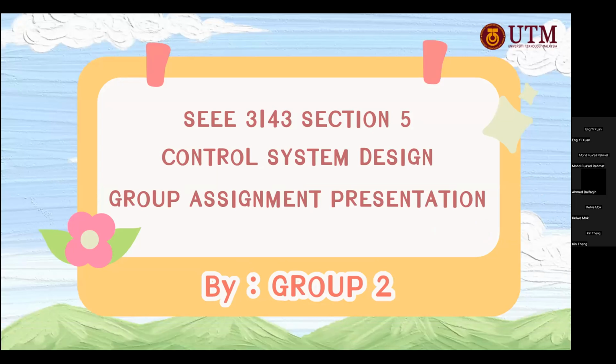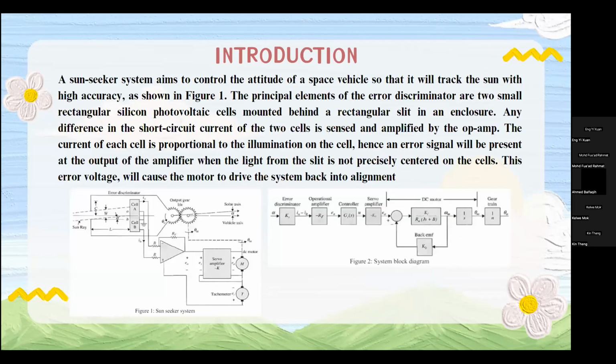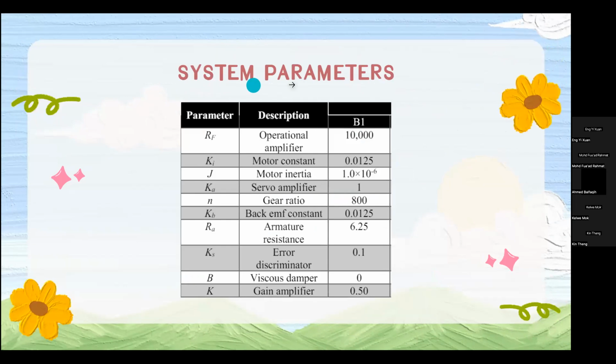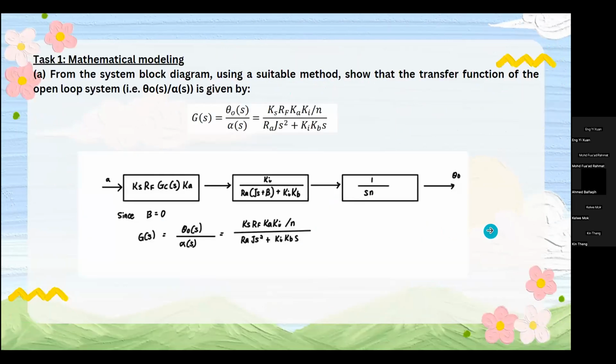Okay, so good afternoon, doctor. We are from group 2 and today we will do our group assignment presentation. These are our group members: Ishan, Kelvin Mok, Kinteng, and Ahmed Bafakit. And today we are going to look into the sun seeker system, and this is the system block diagram that we are going to use. Next, for our group, we are assigned the task B1 system parameters, and these are the parameters that we are going to use. Next, I pass to Kelvin Mok.